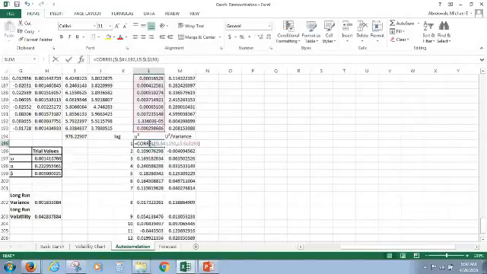So by starting at the first data point of this column and then going to the penultimate, and then starting at the second and going all the way to the last data point in this column, I've been able to calculate the correlation between a data set and its lag data set. So this in essence is an autocorrelation calculation.